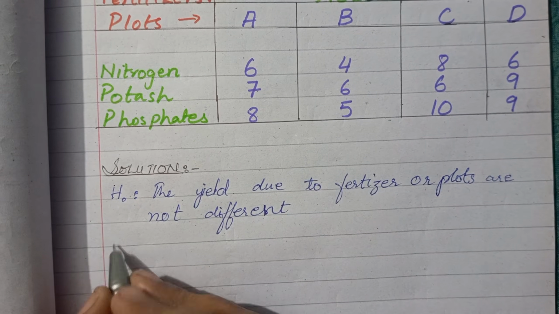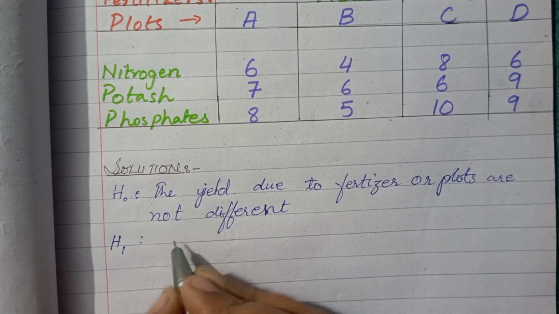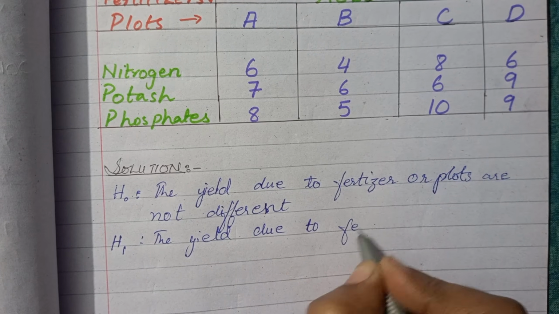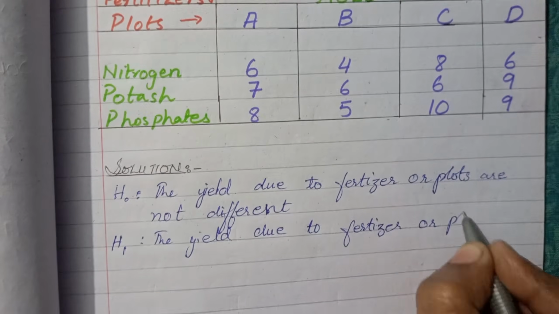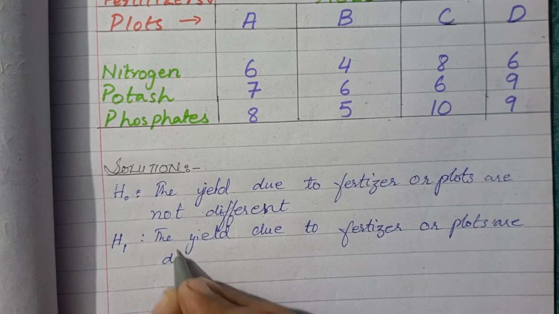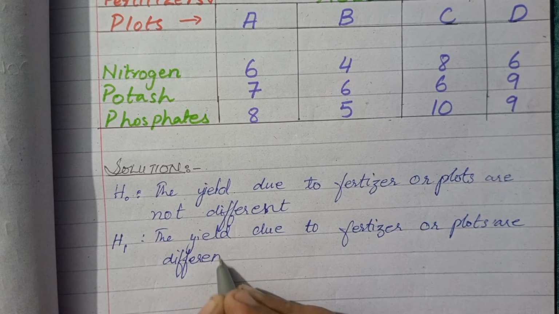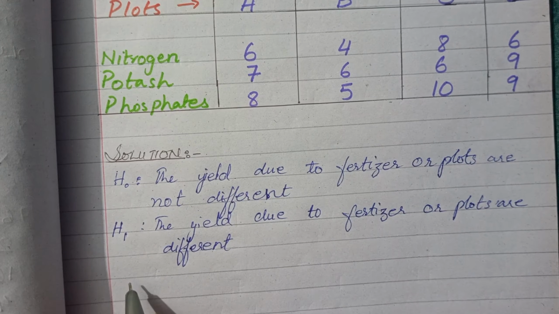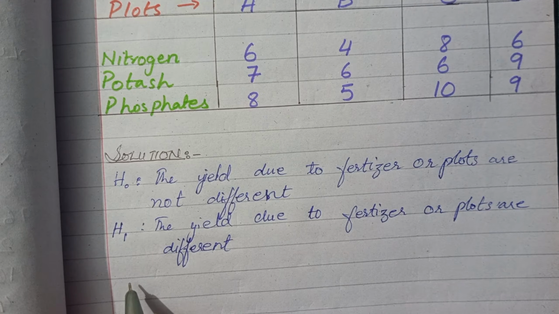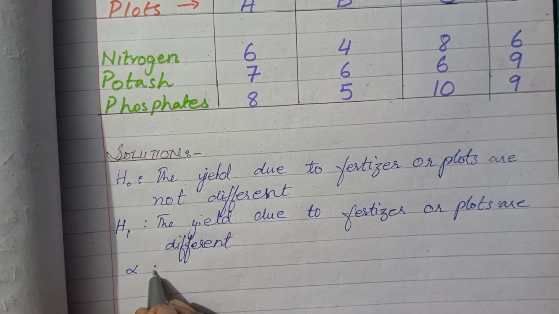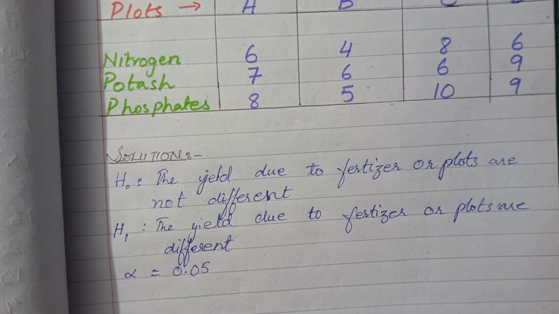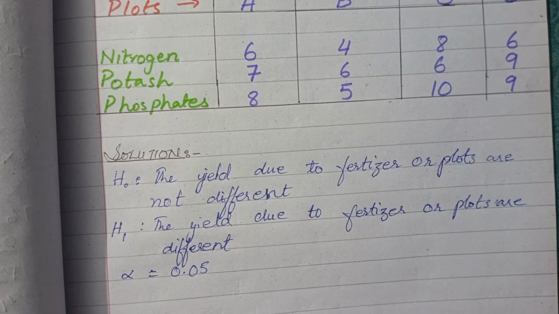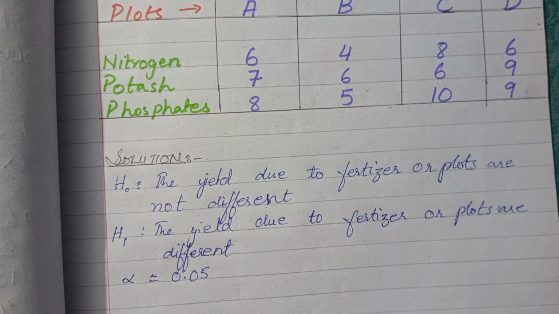So the alternate hypothesis will be that the yield due to fertilizer or plots is different. We take the alternate hypothesis opposite of the null hypothesis. Also, if alpha, the level of significance, is not given, we will take alpha as 0.05, say. Then we compute the sum of squares. For the sum of squares, we draw the table for this calculation.